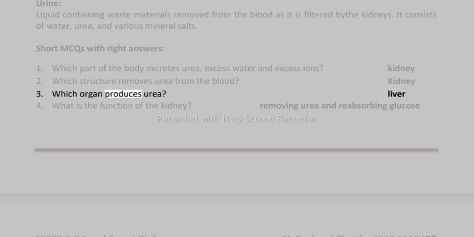3. Which organ produces urea? Liver. 4. What is the function of the kidney? Removing urea and reabsorbing glucose.